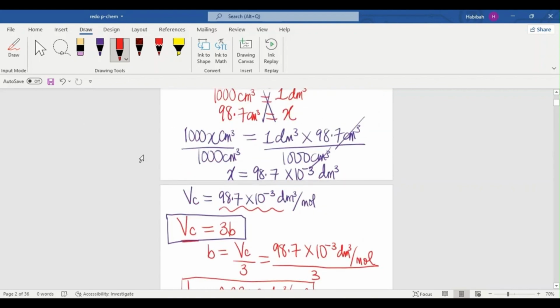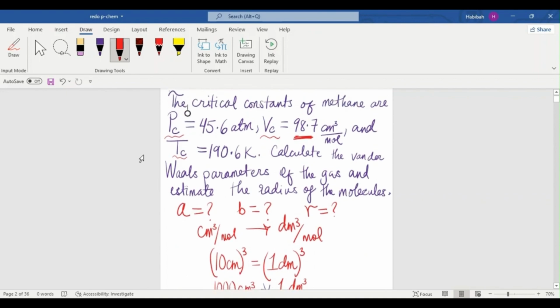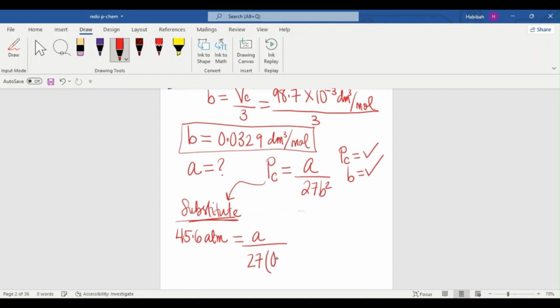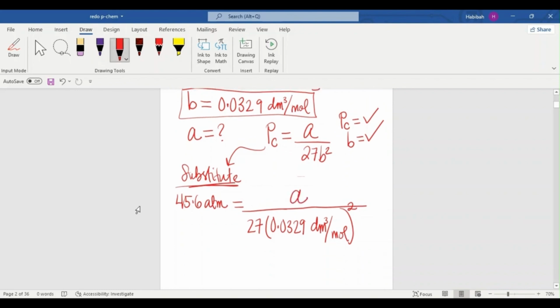So we see that PC, let's go back, is simply 45.6 atmospheres. So I'm just going to put 45.6 atmospheres equal to A divided by 27 and then B squared. So we're just going to say 27 times 0.0329 decimeter cubed per mole, all squared. So that's basically how it's done.